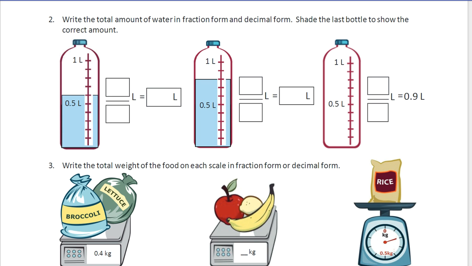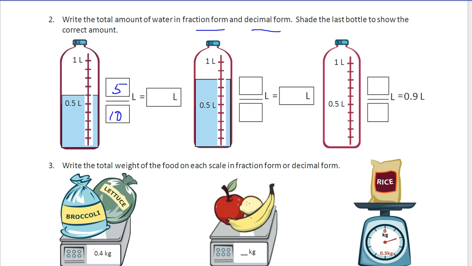All right, so number 2 says to write the total amount of water in fraction and decimal form. Shade the last bottle to show the correct amount. So that one, the last one, gives us the amount, and we have to shade it. All right, well, let's look at this first one. It says 0.5. Well, that's 5/10. How do we say that? 5/10. We know how to make that fraction. We've been doing that all along. And so how much of a liter is that?